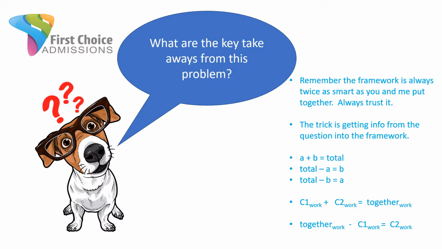Also, and this is huge because it's all over the test, if A plus B equals total, then total minus A must equal B, and total minus B must equal A. And we saw that in this question. Crane 1's work plus crane 2's work must equal the amount of work they did together. That means that the amount of work they did together minus crane 1's work equals crane 2's work. Okay, great job. And remember, if A plus B equals total, then total minus A must equal B. That is all over the test. Just being able to recognize that pattern is going to raise your score.